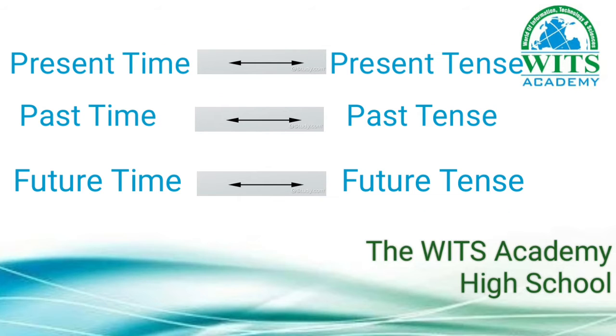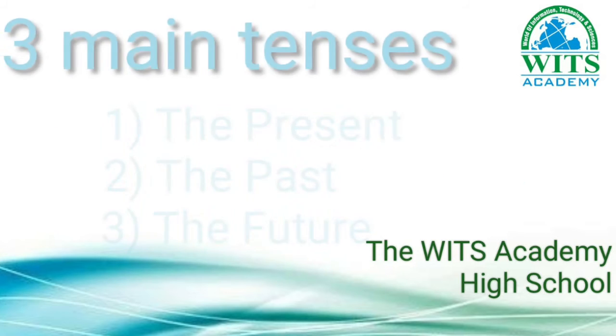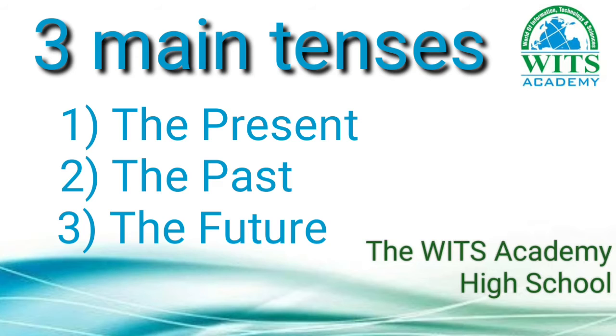A verb that refers to present time is said to be in the present tense. A verb that refers to past time is said to be in the past tense. And a verb that refers to future time is said to be in the future tense. There are three main tenses: the present, the past, and the future.